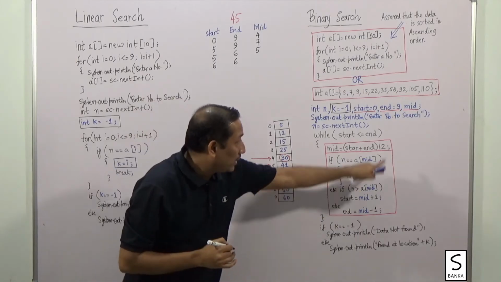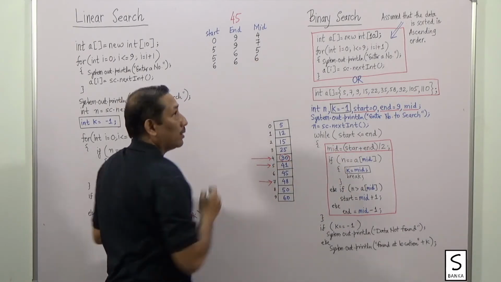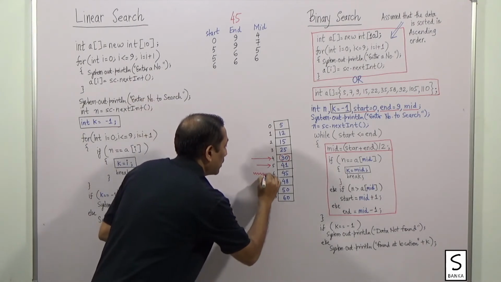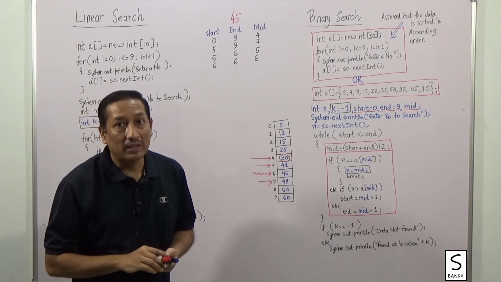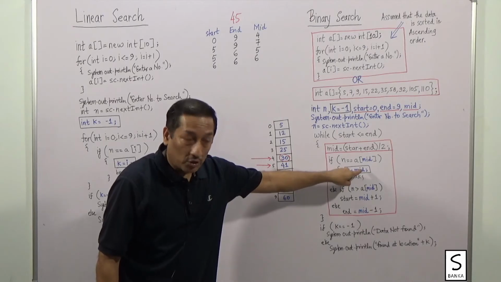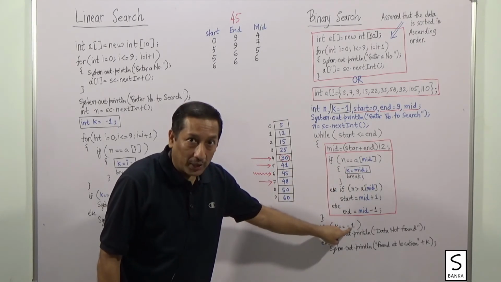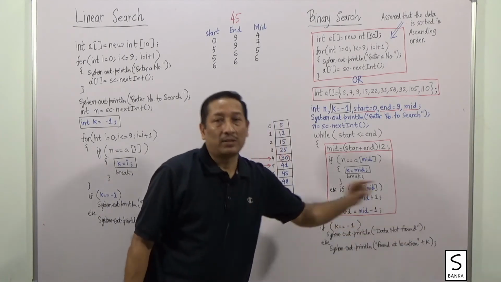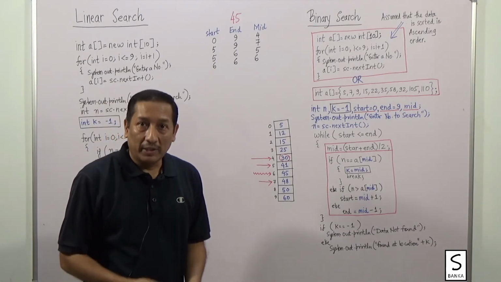In the next round, the new mid will also come to be 6. And now you will observe, is my data at A6? Yes, it is there. So the value of k will become 6. The location is found, the process will terminate. Is k equal to -1? No, it is not. Hence, data has been found at location 6. I hope this program is clear.